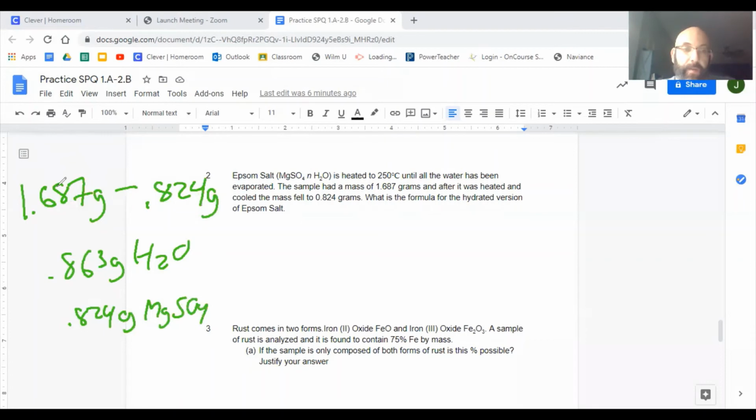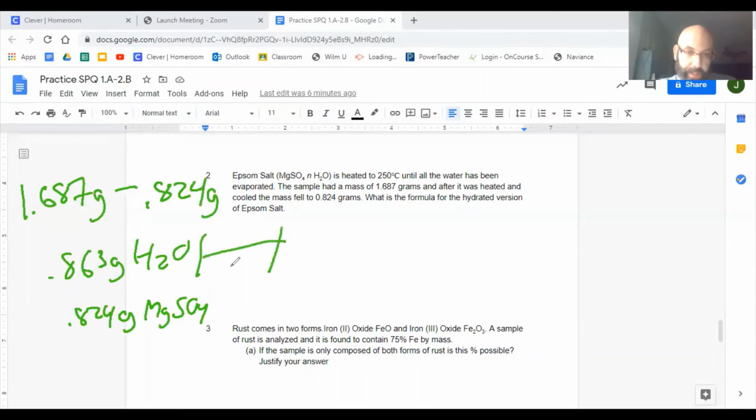Okay, so again, this is what we started with, which is the magnesium sulfate and the water. This is after it was heated, so the mass fell to this value. So that means the only thing left here is magnesium sulfate. Which means that what left, if you subtract this, is the water.